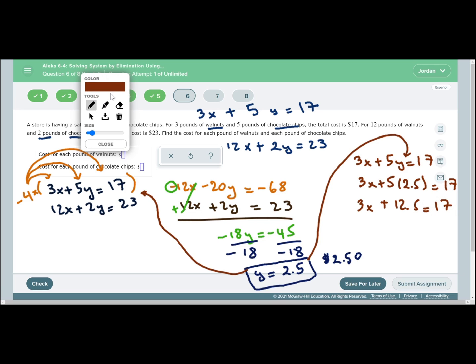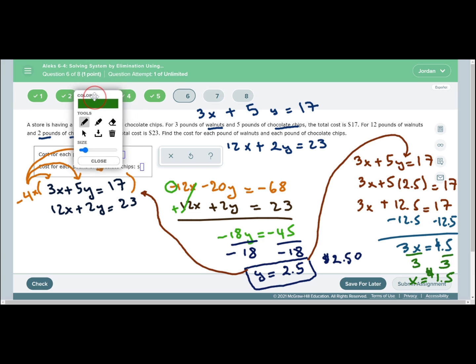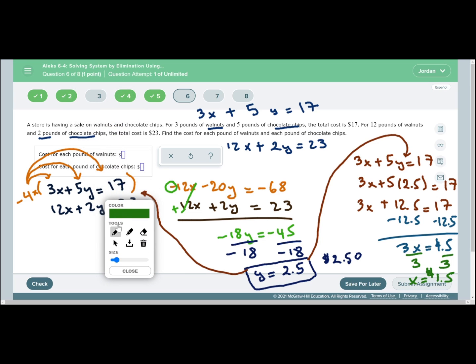And we subtract 12.5 to get x by itself. 3x equals 17 minus 12.5. That will give you 4.5. And we divide by 3 on both sides. So x equals 4.5 divided by 3, which is 1.5. It looks right. It's $1.50. Okay, if you want to check, what you can do is plug it in and check it out.